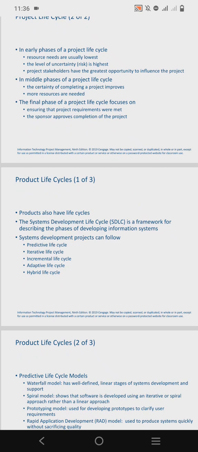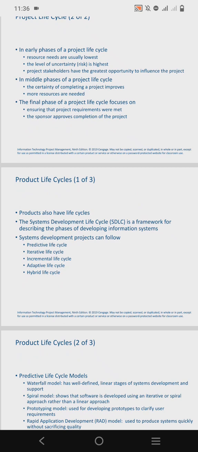The predictive life cycle is a project life cycle where the scope, the cost, and time of the project are determined in the initial phases of the life cycle. That is, the final product of the project can be predicted and you know what you have to do to deliver the right product.